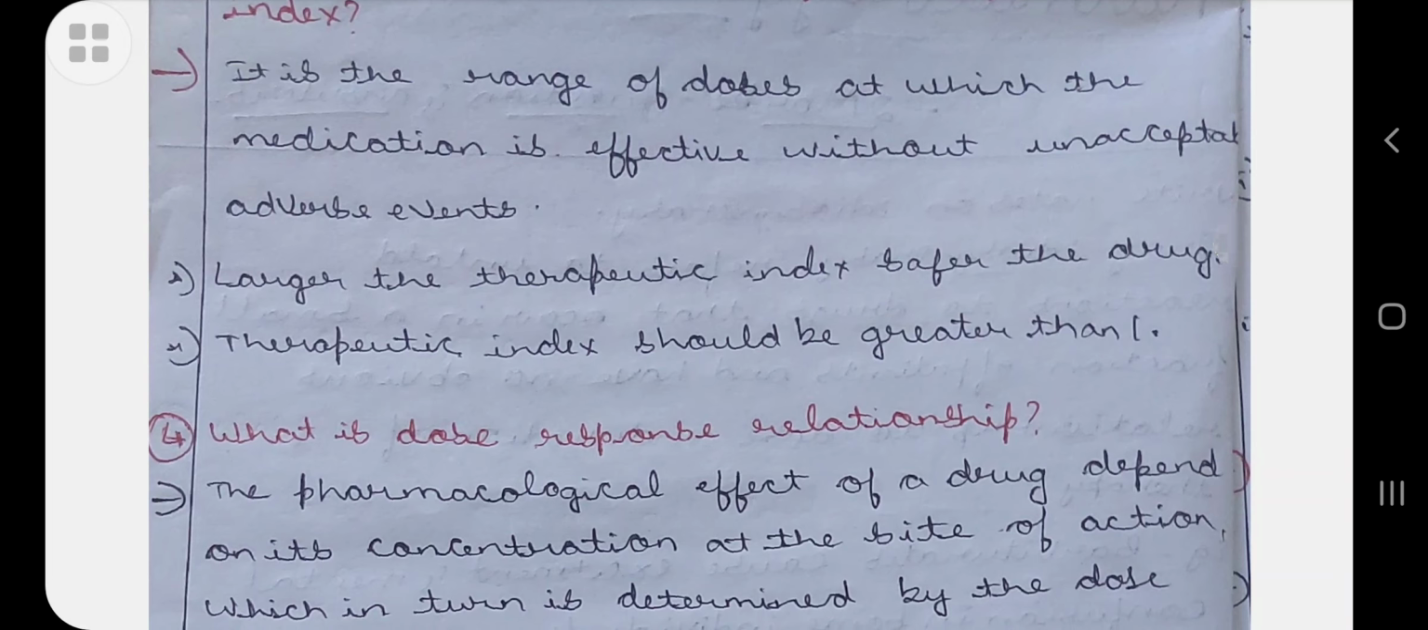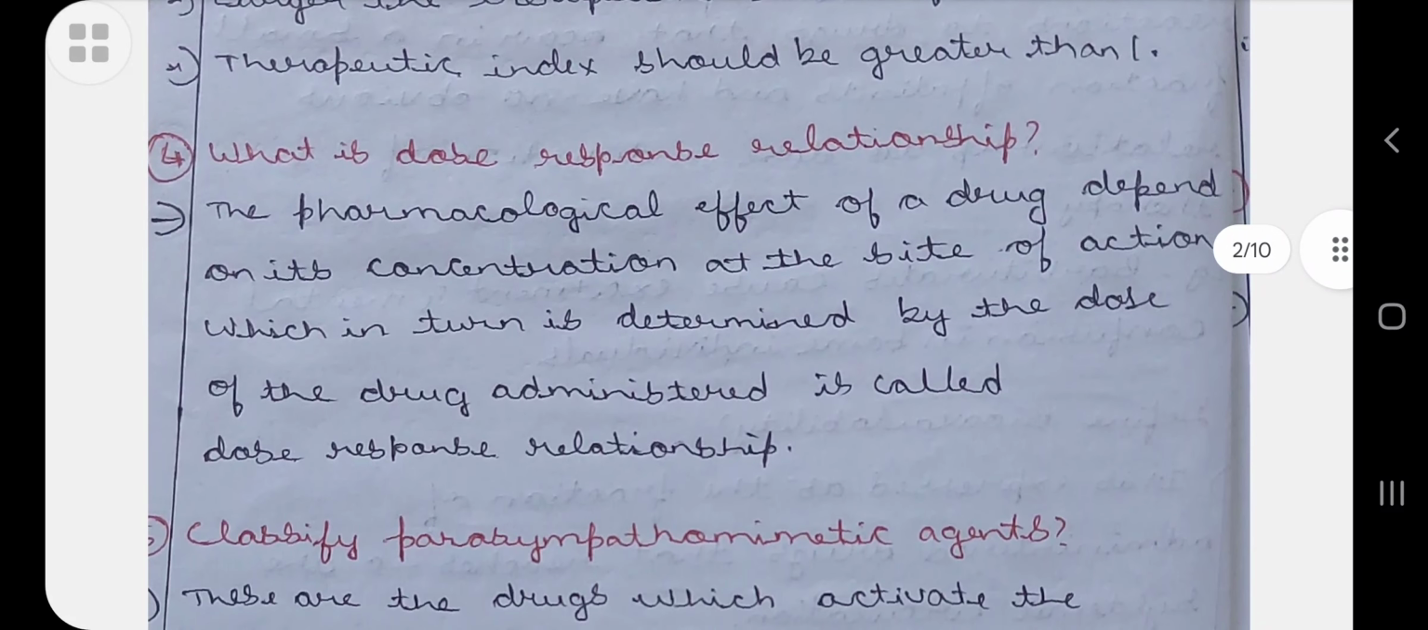Then, what is a dose response relationship? The pharmacological effect of the drug is dependent on its concentration at the site of action, which in turn is determined by the dose of the drug administered. That is a dose response relationship.